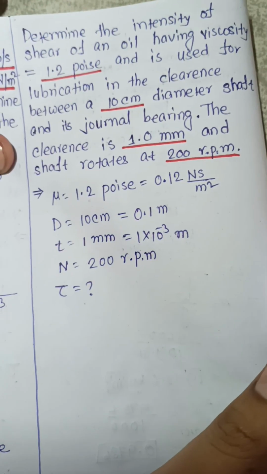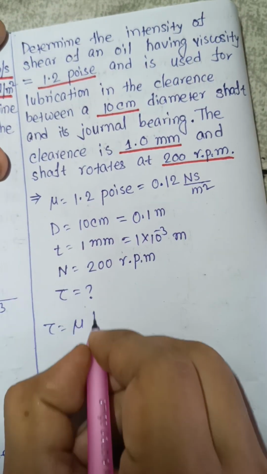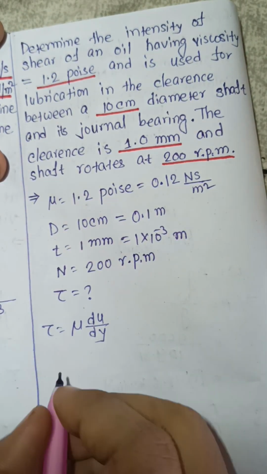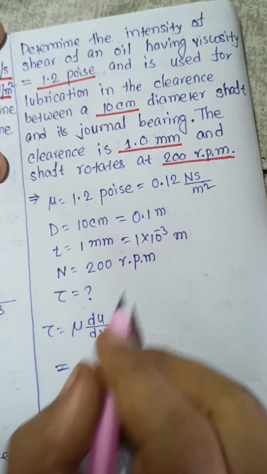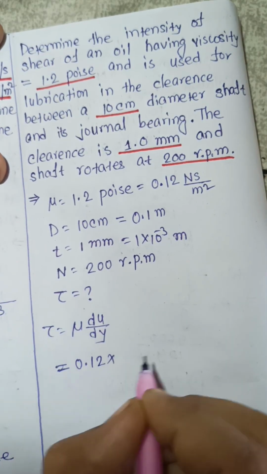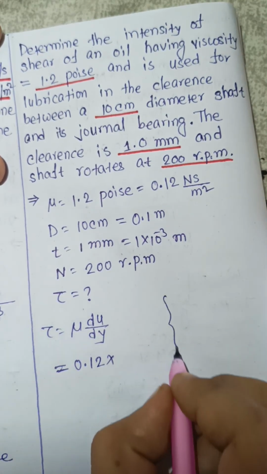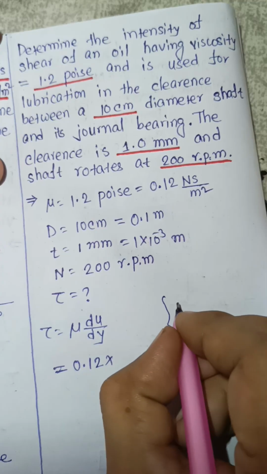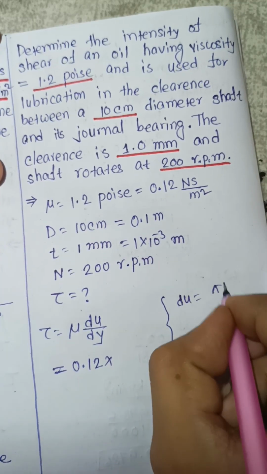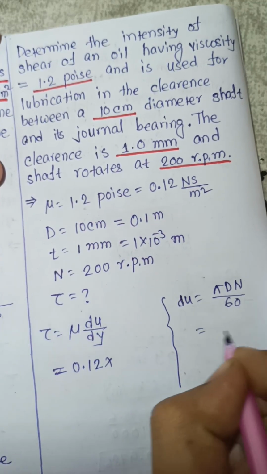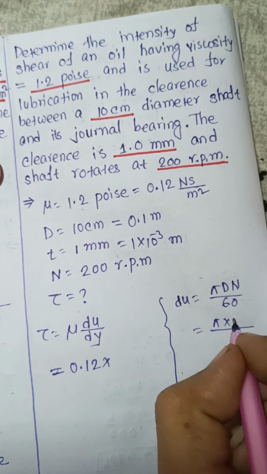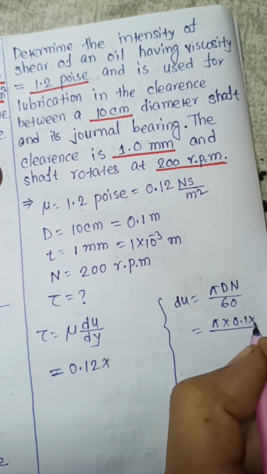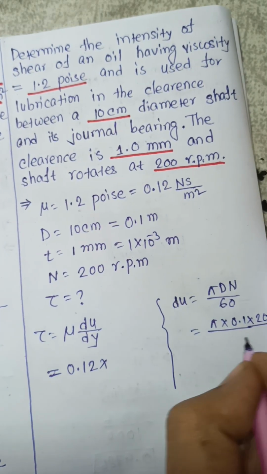As per Newton's law of viscosity, tau is equal to mu into du by dy. What is the value of mu? Mu is given, 0.12. So 0.12 into du. What is the value of du? du is not given in this question. So how to calculate the u? We know du is pi d n by 60. This is the formula. So pi into diameter, that is 0.1 meter, into 200 divided by 60.